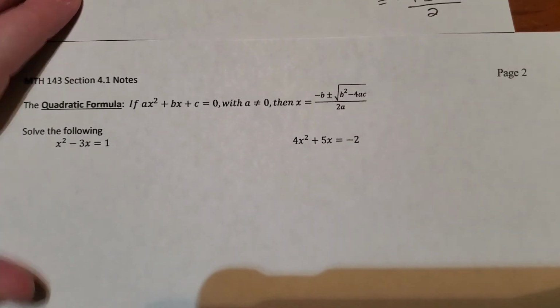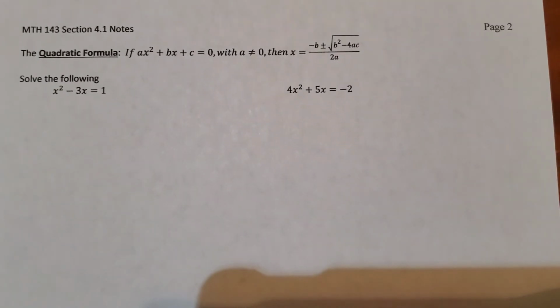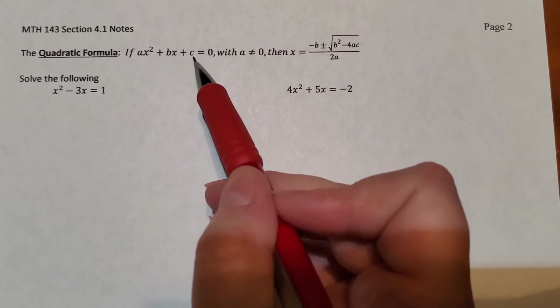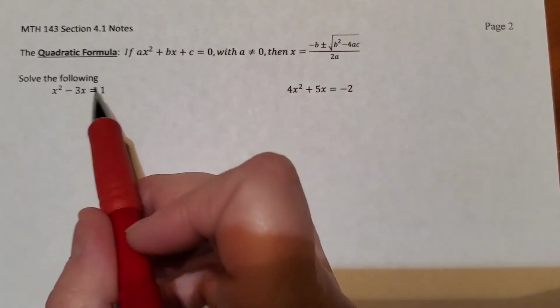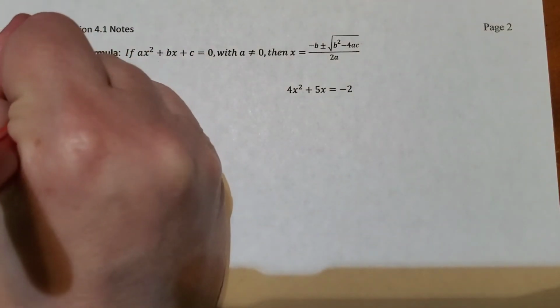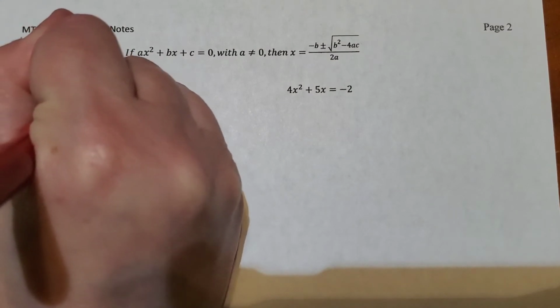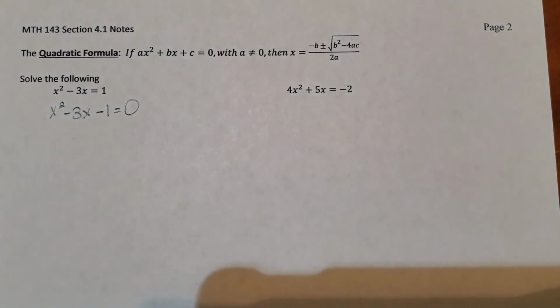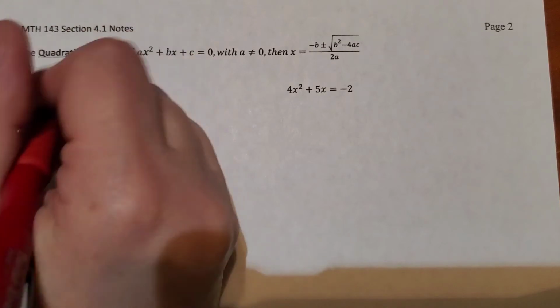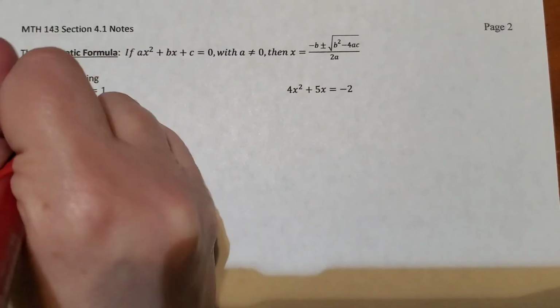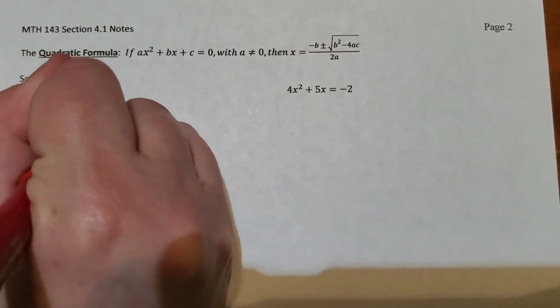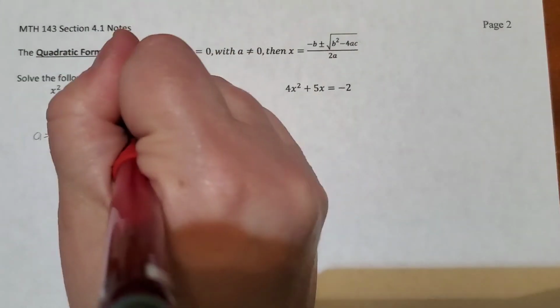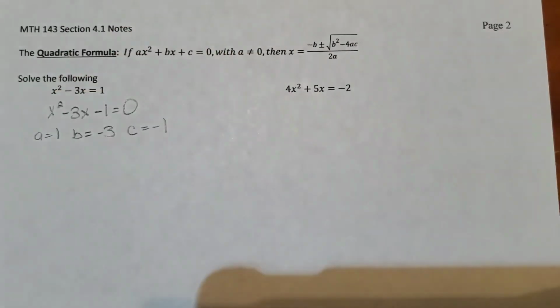All right, we're going to do a couple of examples. Again, notice our quadratic ax squared plus bx plus c has to be equal to 0. So we have to move the 1 over. So we get x squared minus 3x minus 1 is equal to 0. At this point, we recognize that to put it in our quadratic formula, our a is going to be 1, our b is going to be -3, and our c is going to be -1.